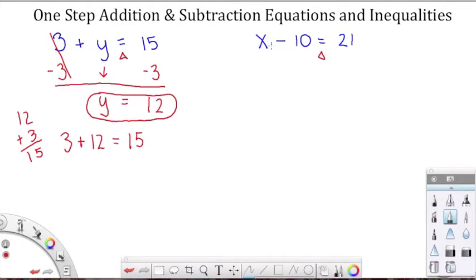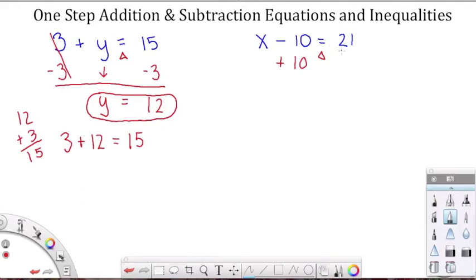We want to isolate the variable. We want to isolate x, get it all by itself. The problem is we have a minus 10 over here. Now how do we get rid of minus 10? What's the opposite of taking 10 away? We want to undo this. Well, the opposite of taking 10 away is giving 10, so we're going to add 10.